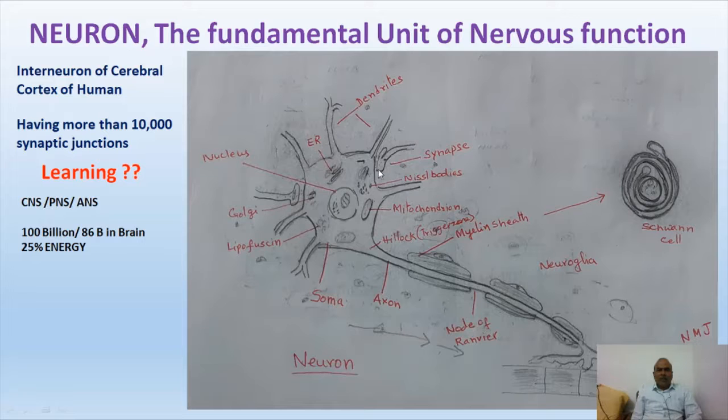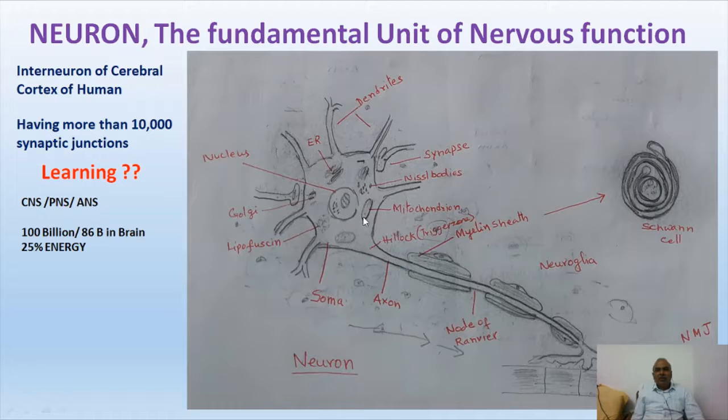The soma, which is the expanded portion of the neuron, has a nucleus with DNA and cellular parts. Cell organelles are there: endoplasmic reticulum, Golgi bodies, ribosomes, and mitochondria. These are all conducting their metabolic reactions to make the neuron generate and conduct a nerve impulse.